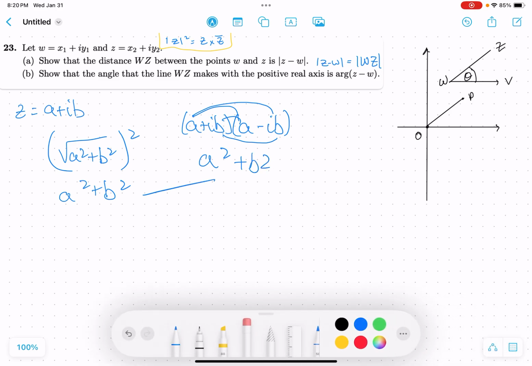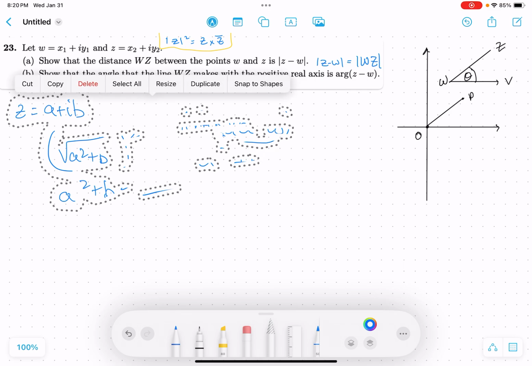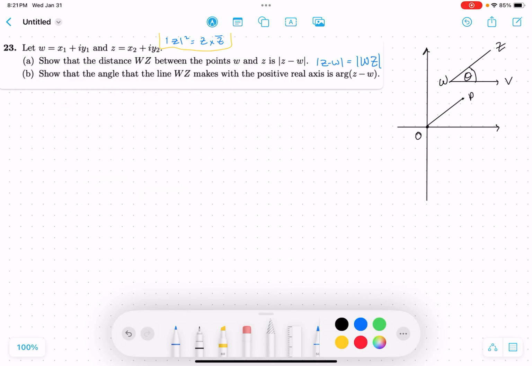So they're going to be the same. So that is the property that we keep using over and over again. So make sure you maybe memorize that one. Okay, so that's what we're going to use here.